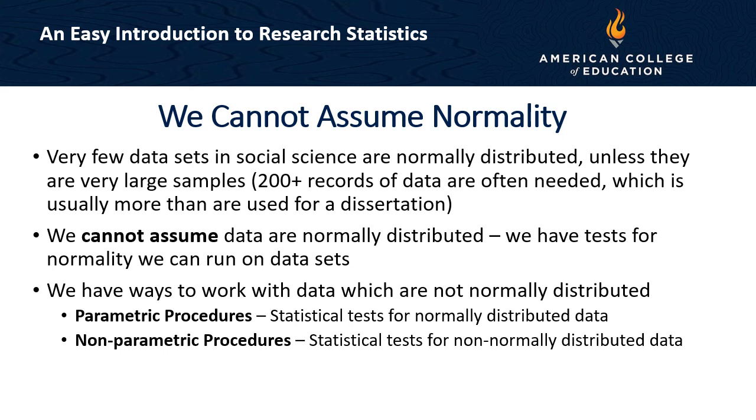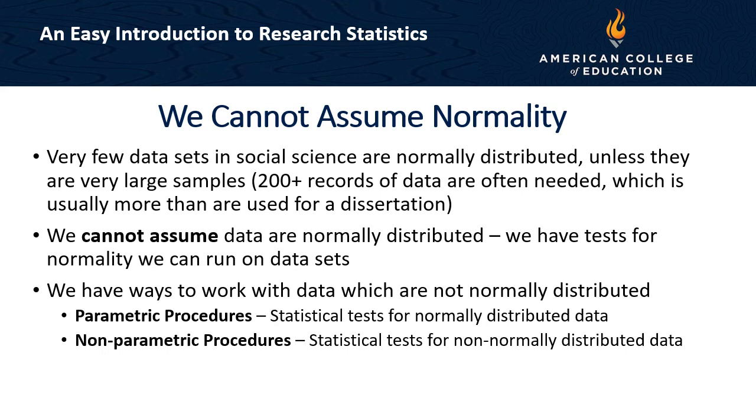Although the normal curve and the normal distribution is important for understanding these broad concepts, we cannot assume normality of data. In fact, very few data sets in social science research are normally distributed, unless they're very large samples, and oftentimes at the very, very least 200 records of data, but often thousands of records of data are needed for a normal distribution, and that's very rare in dissertation research in particular. The data are not going to be normally distributed, so we can't assume that. We have to test it to see whether it's normally distributed or if variances are equal.